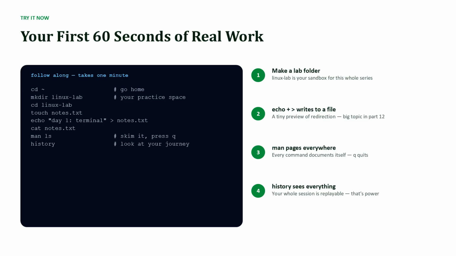cat shows you the file. Open man ls, skim what the manual looks like, press Q to quit. And finally type history. Look at that. Your whole journey so far, replayable. That's the terminal's real magic. Everything you do can be repeated, scripted, automated.